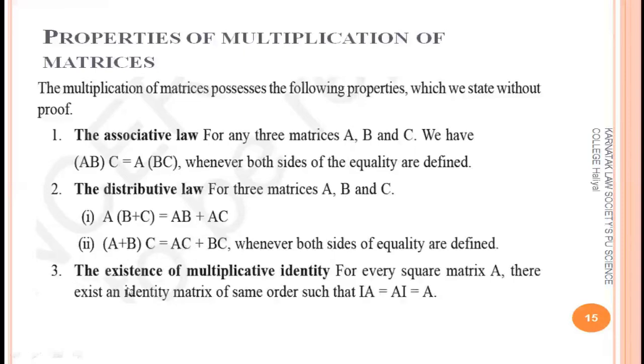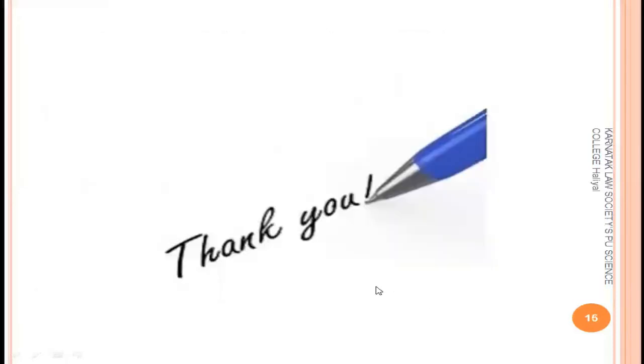Next one is the existence of multiplicative identity. What is the multiplicative identity element? That is 1. For every square matrix, there exists an identity matrix of the same order such that AI = IA = A. That is, if you multiply any matrix with the identity element, you will always get the original matrix. So, thank you.